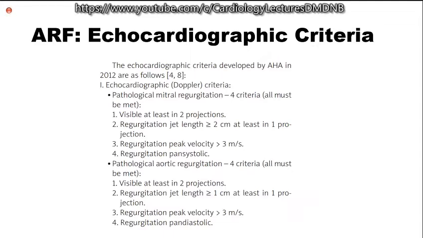The pathological aortic regurgitation, again 4 criteria, all must be met: visible in at least 2 projections; regurgitation jet more than 1 centimeter in at least one projection into the left ventricle; regurgitation peak velocity more than 3 meters per second; and regurgitation is pan-diastolic. So all these 4 criteria should be satisfied, both for mitral regurgitation as well as aortic regurgitation, in order to make the echocardiographic diagnosis of rheumatic fever as a major criteria.